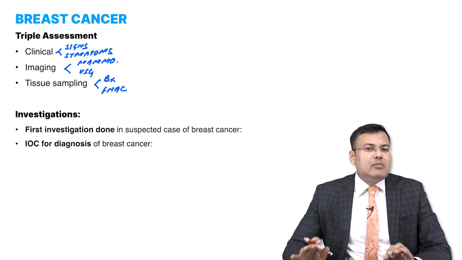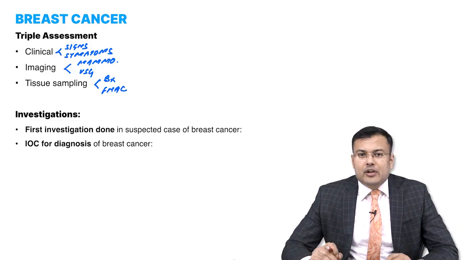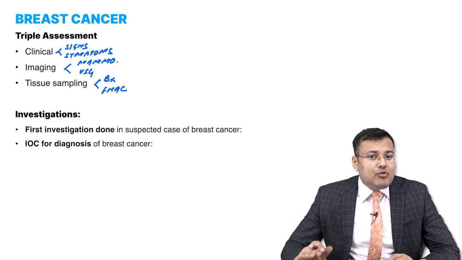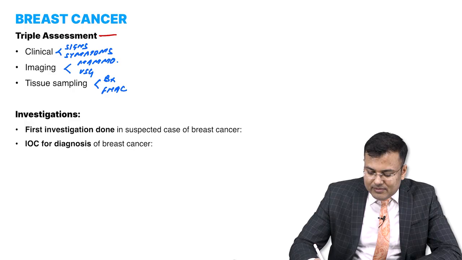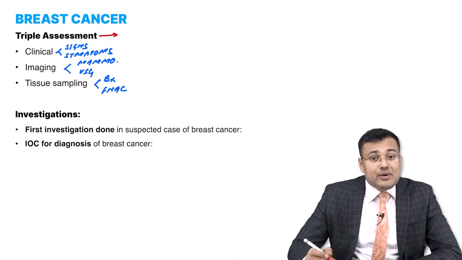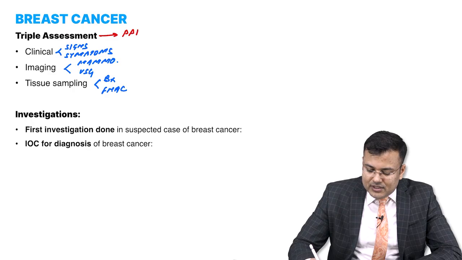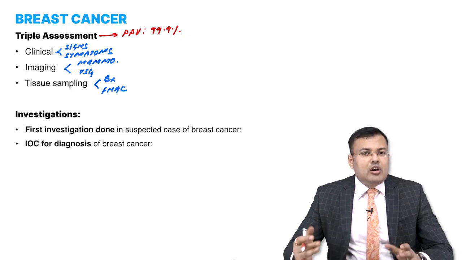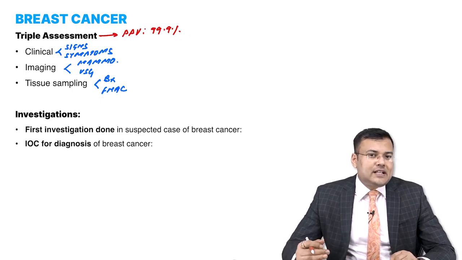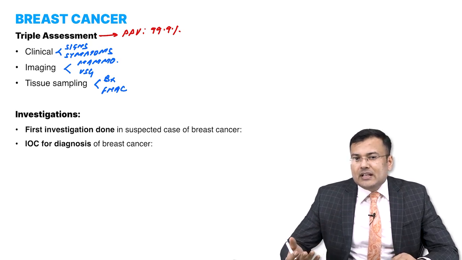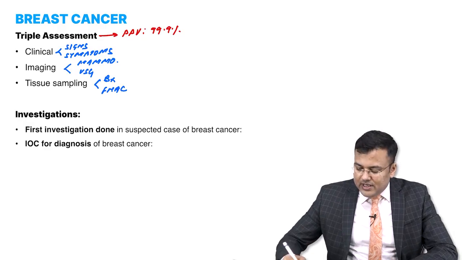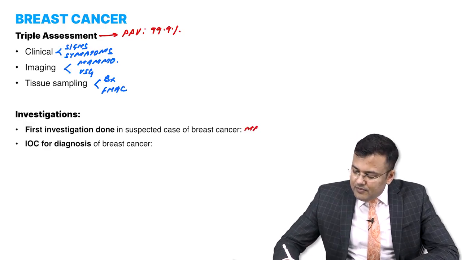Can you tell me how much the positive predictive value is? You can't believe it, it is 99.9%, almost 100%. So the positive predictive value of triple assessment is 99.9%, almost 100%. Now see the investigations we discussed. What is the first investigation done in a suspected case of breast cancer? You already told me, mammography.